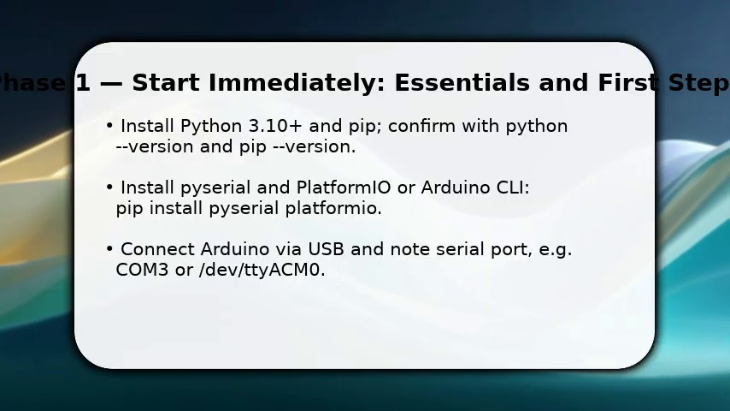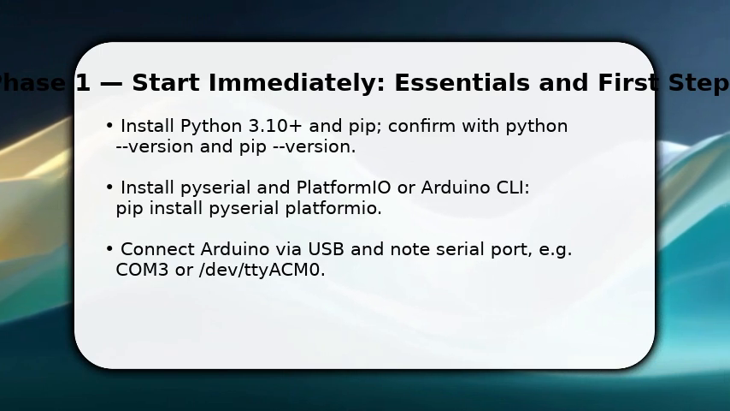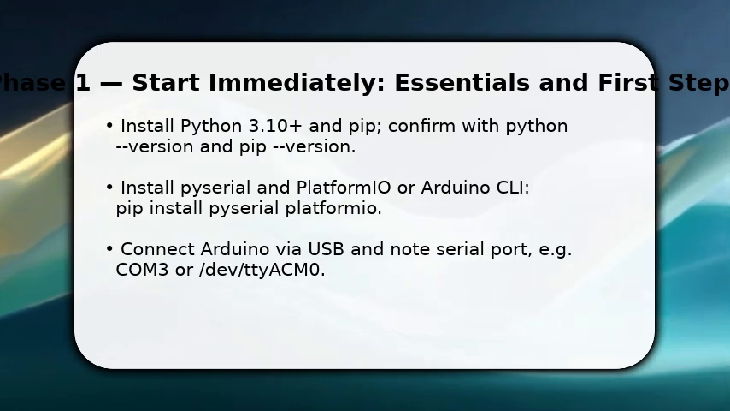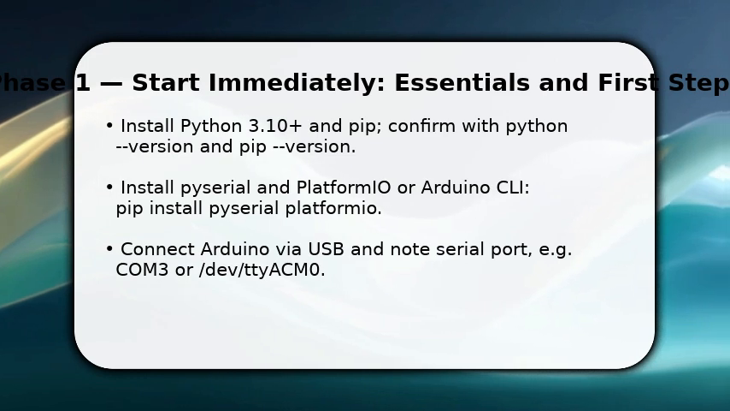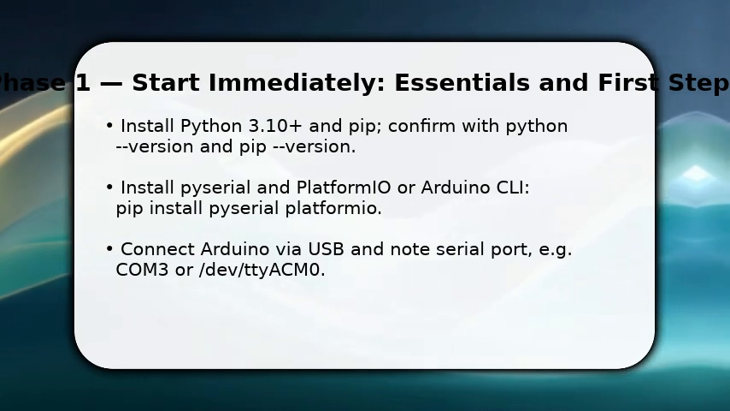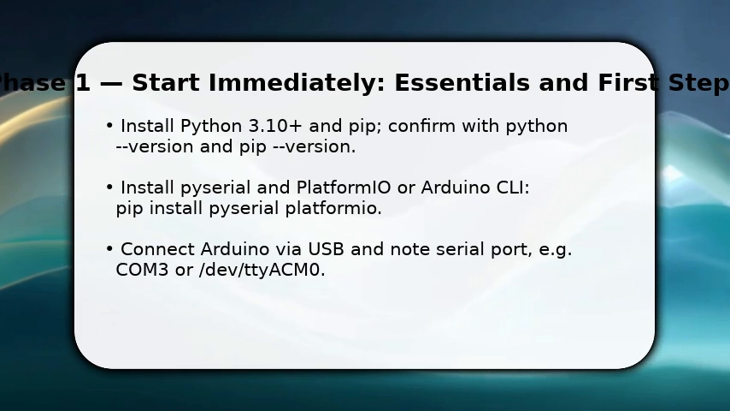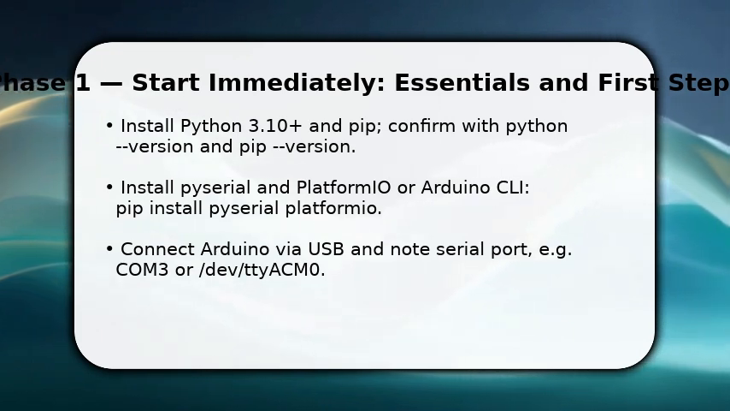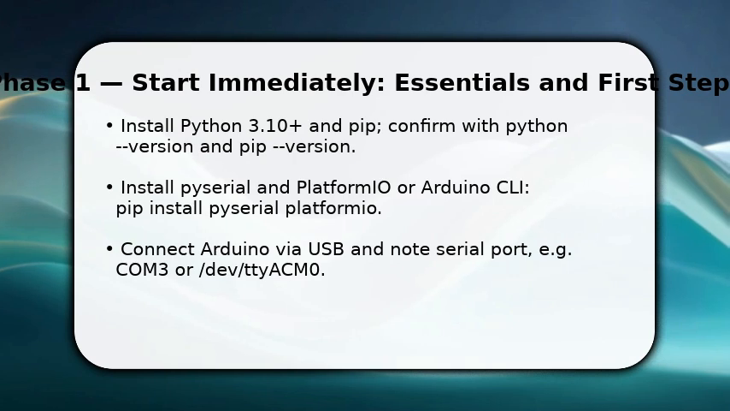You start by preparing the tools. Install Python 3.10 or later, and pip, because library compatibility matters. Once done, install PySerial and choose either PlatformIO or Arduino CLI for building. These let you compile and upload without the IDE.